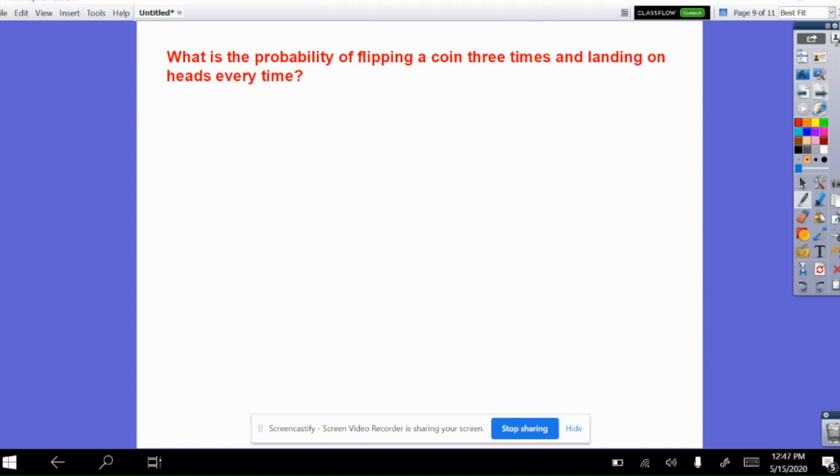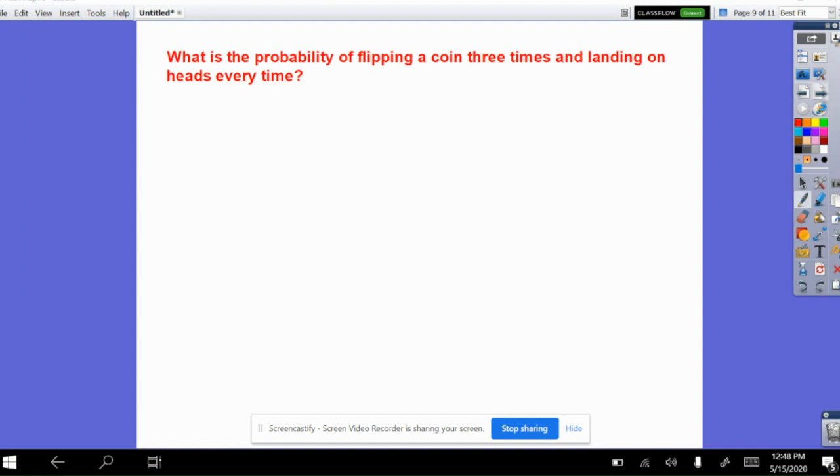Math. All right. What is the probability of flipping a coin 3 times and landing on heads every time? When we're doing multiple events, we call that compound events. A lot of times we like to make a sample space, and a sample space is just a way to show all the possibilities.